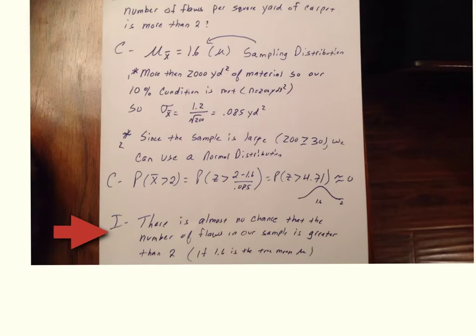So our interpretation in the context of the problem: there's almost no chance that the mean number of flaws in our sample is greater than 2 if 1.6 is the true mean. And remember, it's 2 flaws per square yard.